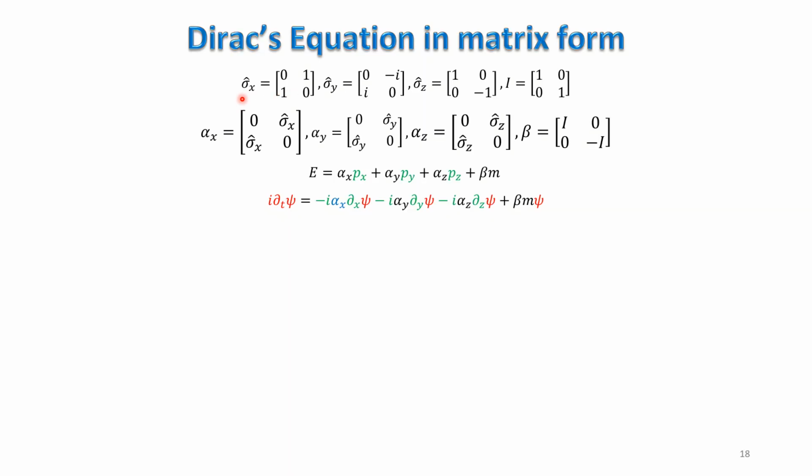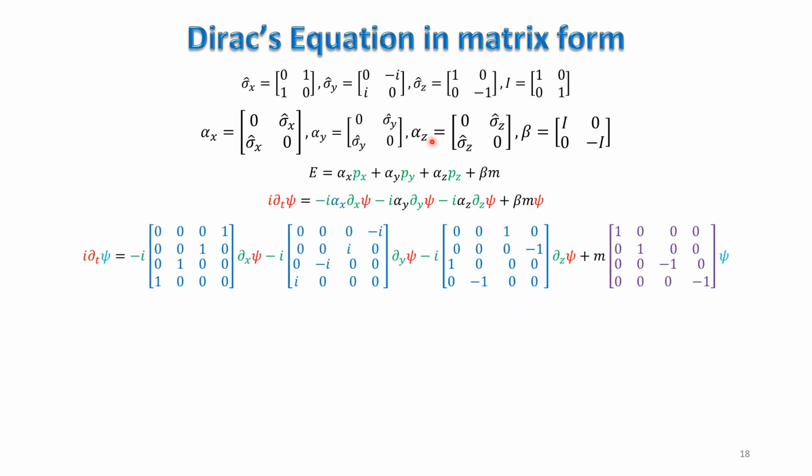So using Pauli's 3 matrices, sigma x, sigma y, sigma z, and the identity matrix, we have raised alpha x, alpha y, alpha z and beta, which are in fact 4 by 4 matrices. And if we substitute alpha x, alpha y, alpha z, beta, Dirac's equation will look like this. Now here, this 4 by 4 matrix is operated on psi.